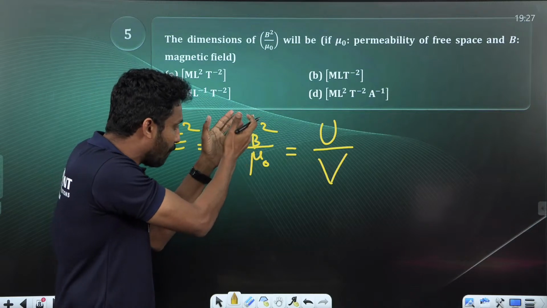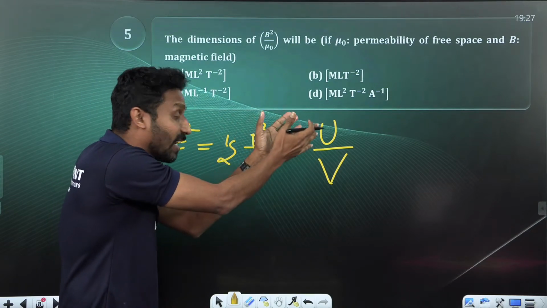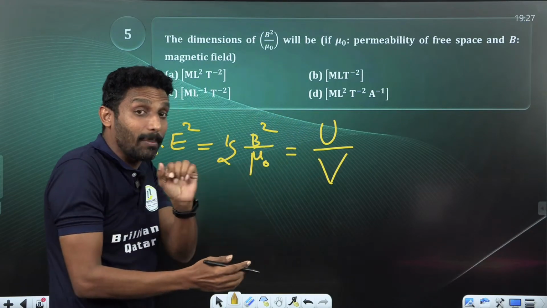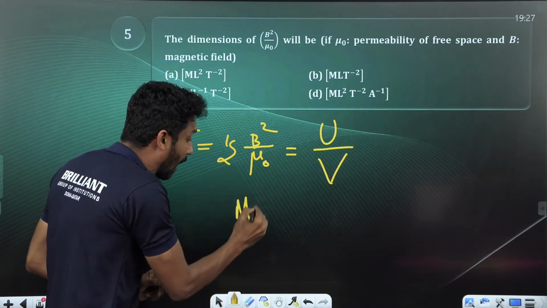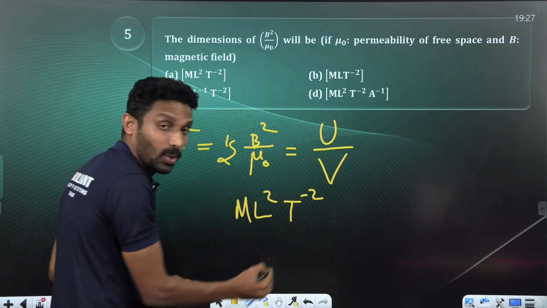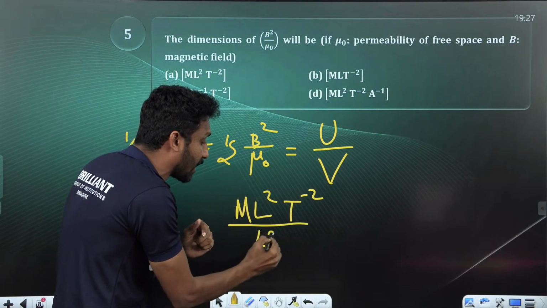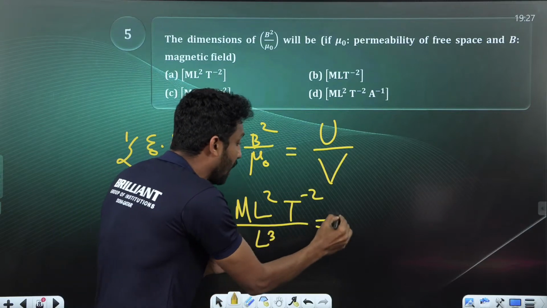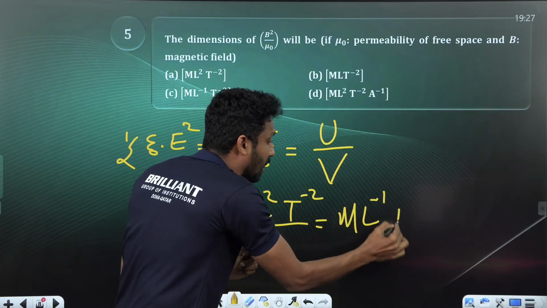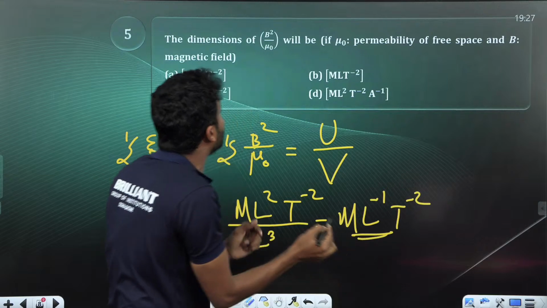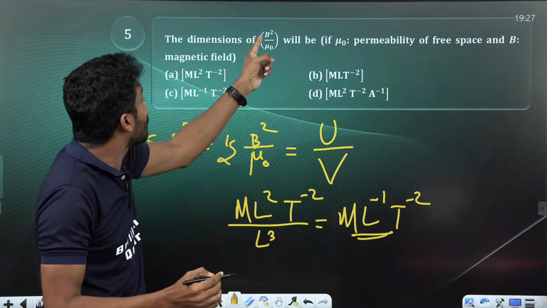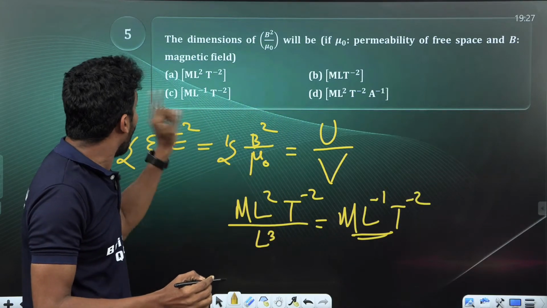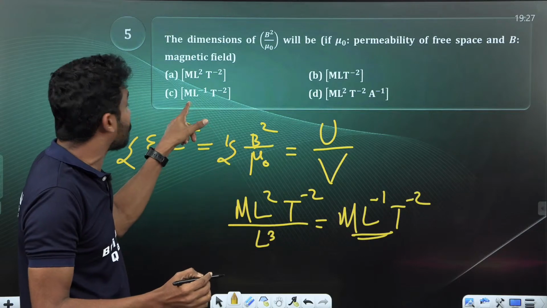Then what is the dimension of B square by mu naught? That of energy divided by volume. What is the dimension of energy? Energy is ML square T power minus 2, and what is that of volume? It is L cube. Then what will the answer be? ML minus 1 T minus 2. Okay, this is the dimensional formula of B square by mu naught. Check the options. ML minus 1 T minus 2 is option C.